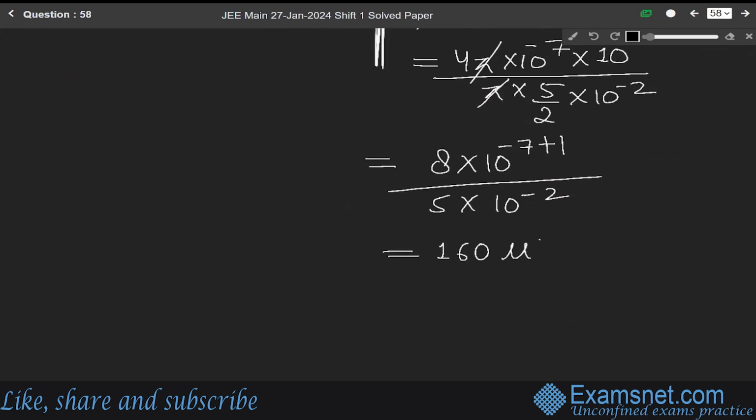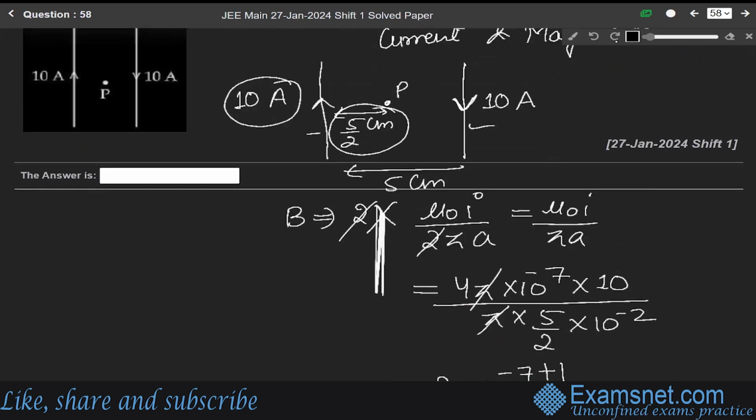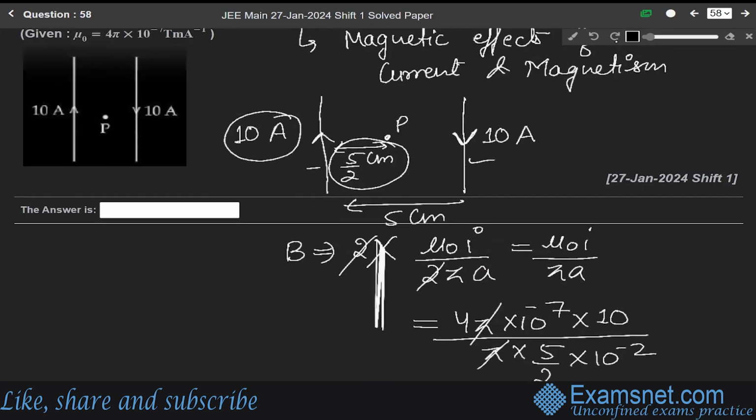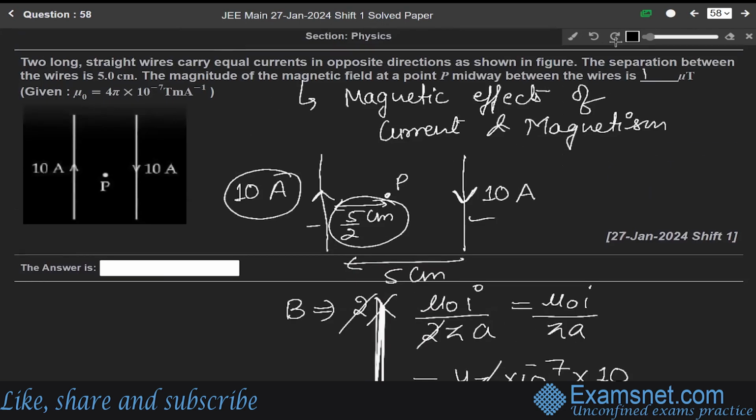160 micro Tesla. Okay. So the magnetic field will be 160 micro Tesla. It will be 160. Now next question.